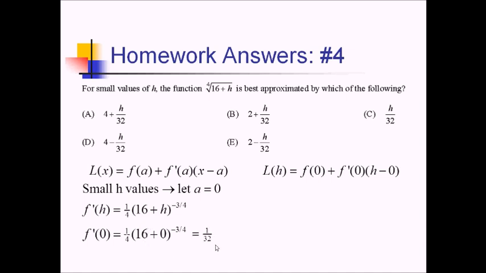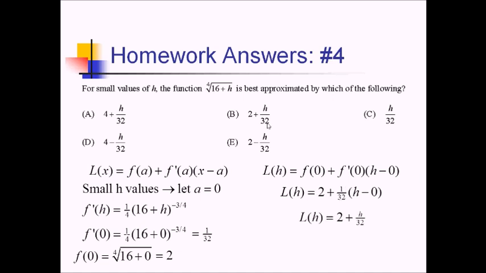Now we need f of 0. That's going to be just the 4th root of 16 plus 0, which is the 4th root of 16, which is 2. Plugging this in, we've got f of 0, so 2 plus 1 over 32 times h minus 0, which we can just simplify to 2 plus h over 32. So that's going to give us choice B.